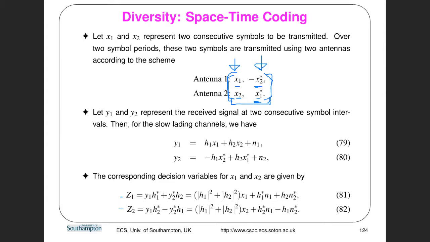So this is what we received over the first time slot and then the second time slot, where we have the signal transmitted over two transmit antennas in the first time slot, and the signal transmitted over the second time slot by the two transmit antennas.